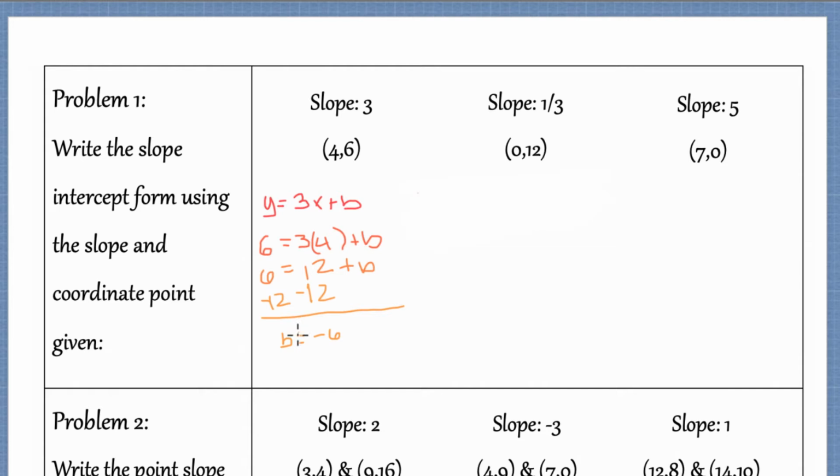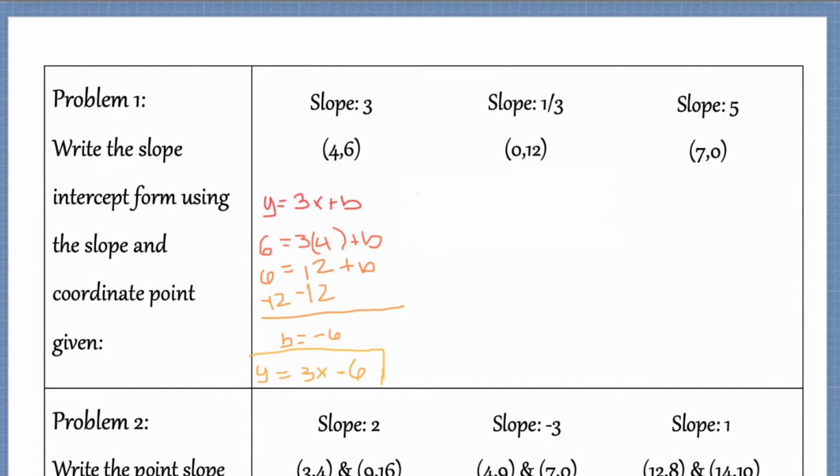So what we're going to do is just plug in the b value to our original equation that we wrote in red up here. We already had y is equal to 3x, and now we know b, and we know that b is negative 6. So we can plug in the negative 6 for b right here like that. Now we have our final equation, which is y is equal to 3x minus 6, and that is the answer for problem number 1.